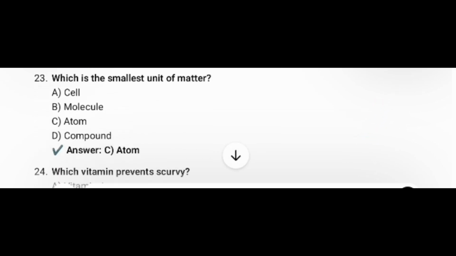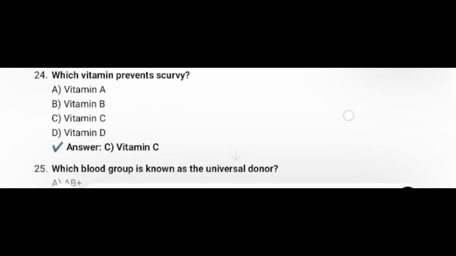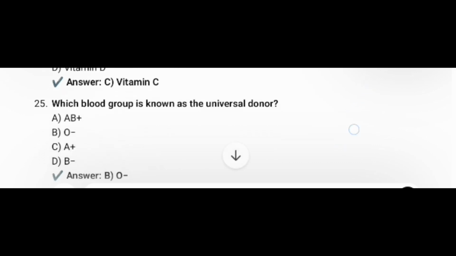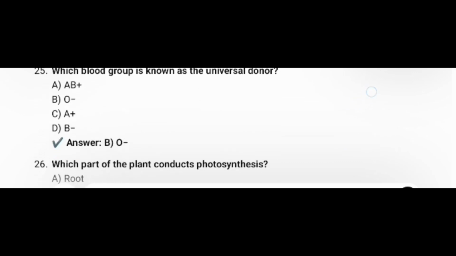Next, which is the smallest unit of matter? Correct option is C, atom. Next, which vitamin prevents scurvy? Correct option is option C, vitamin C. Which blood group is known as the universal donor? Correct option is option B, O negative.